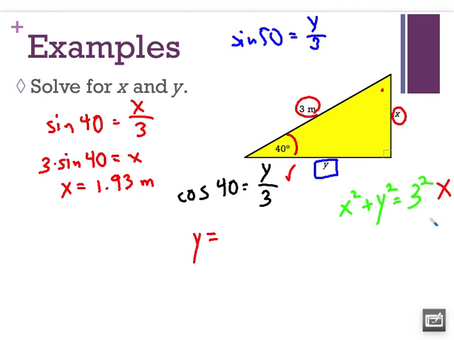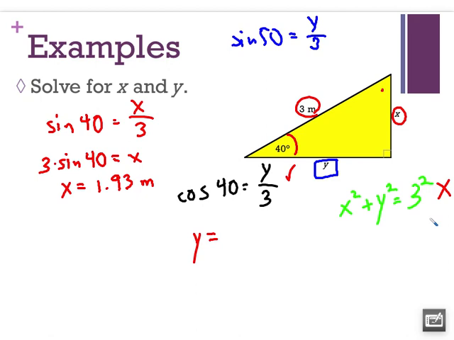Real quick before you finish it, stop what you're doing. Will y be bigger or smaller than 1.93? Bigger. Why? Because you've already done the calculation, you know the answer? Yeah, so you cheated. Before you hit enter, how would you know that y would be bigger than 1.93? The angle opposite of y is bigger than the angle opposite of x. Yep. Okay, this has got to be smaller than this because this is bigger than that.